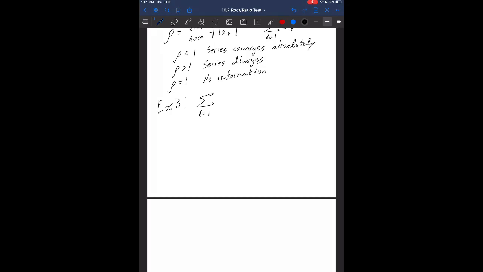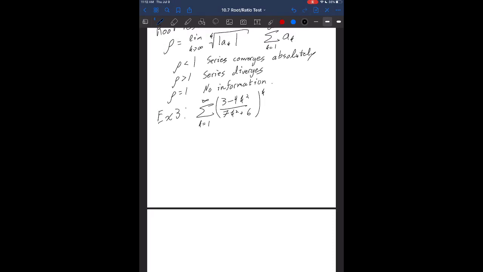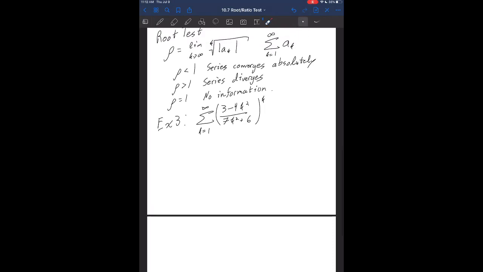So as an example of this, I think this is example 3. Let's look at the sum from k equals 1 to infinity of (3 minus 4k squared over 7k squared plus 6) raised to the k. This is a great one to use the root test on because we have this raised to the k. When we take a kth root of our sequence, this k is just going to go away, which is kind of what we want.